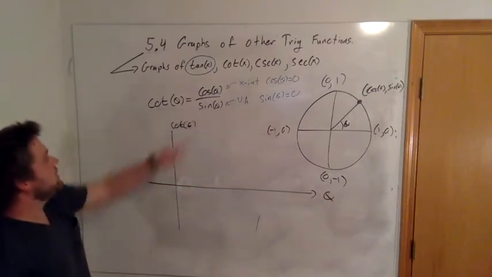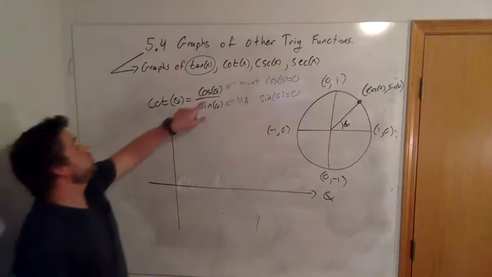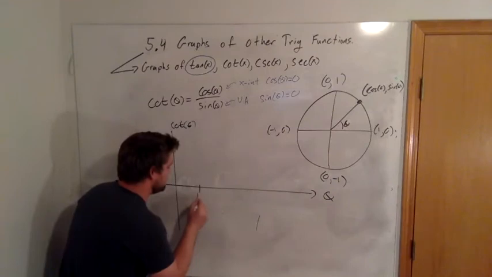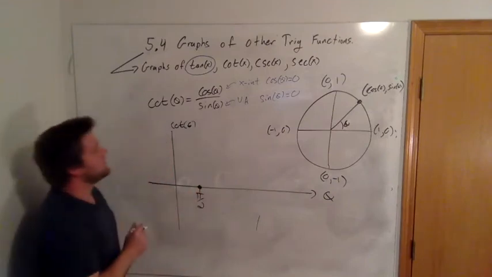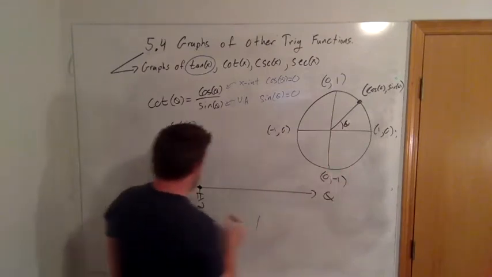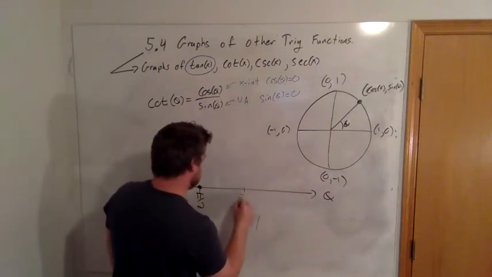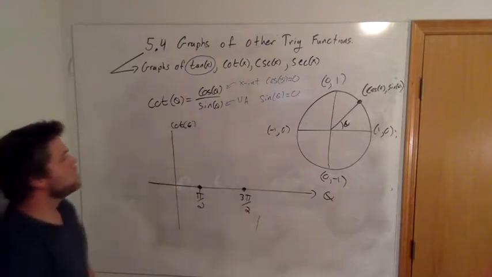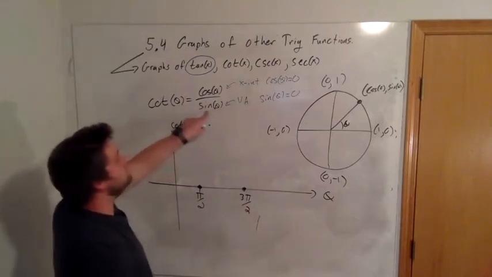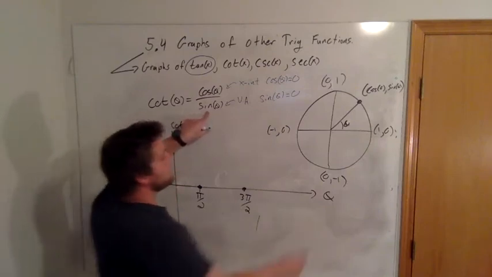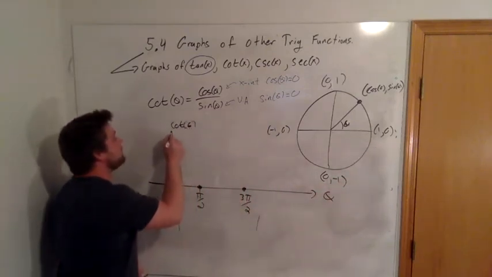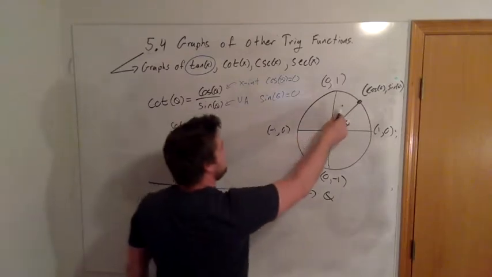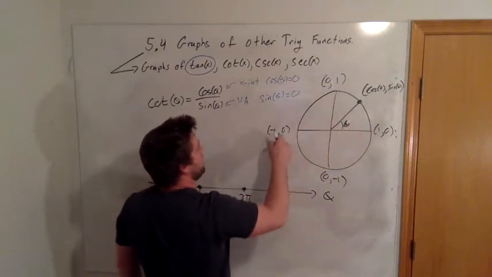Let's look for x-intercepts. X-intercepts happen when cosine of theta is equal to 0. The x-coordinate is 0 at pi over 2, so at pi over 2 I'll have an x-intercept. And at 3 pi over 2, here's 3 pi over 2, I have x-intercepts. Where am I going to have vertical asymptotes? That's when sine is 0. The y-coordinate is 0 at 0. I have a vertical asymptote at 0, and I have another vertical asymptote at pi.